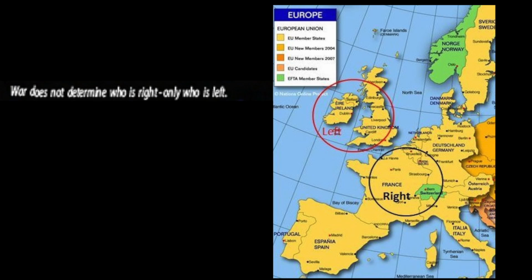The second meaning has a more literal concept based on the standard world map, whereby Britain is on the left-hand side whilst France is on the right across the channel, thus being symbolic in the idea that the winners of this war will be Britain because they are on the left.